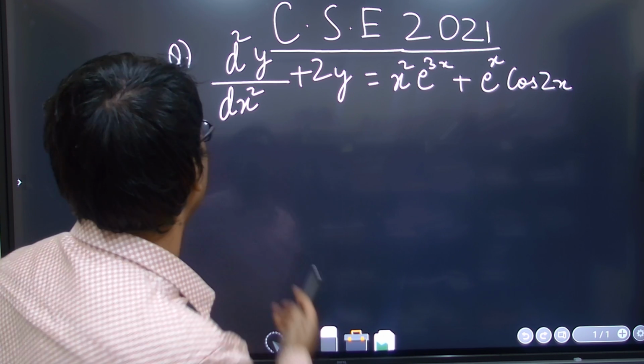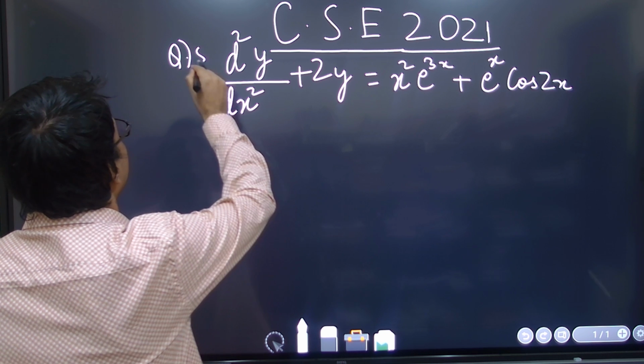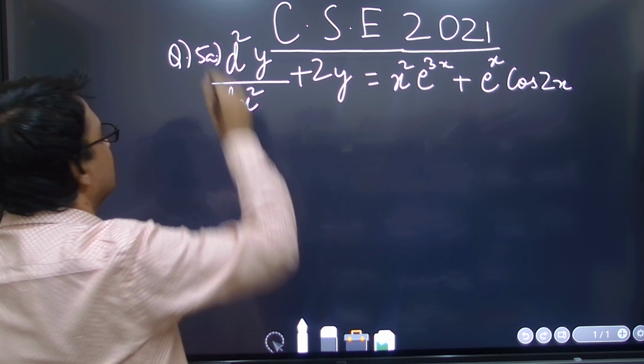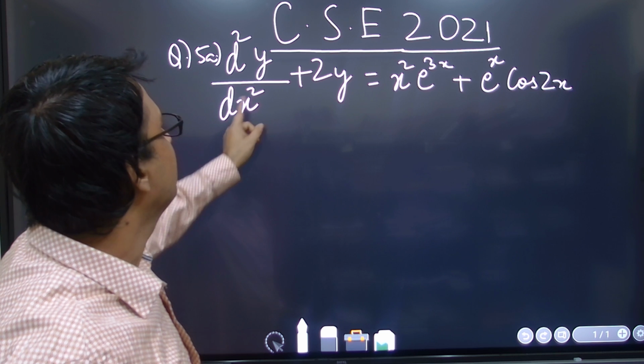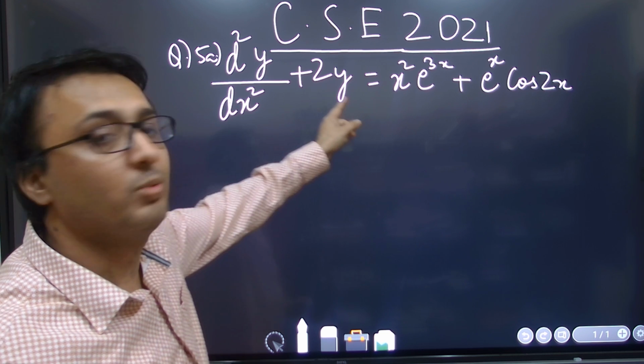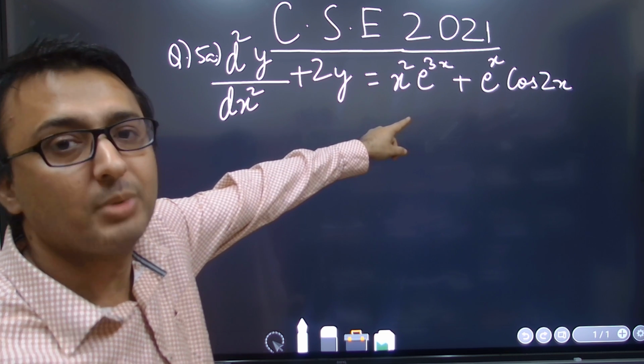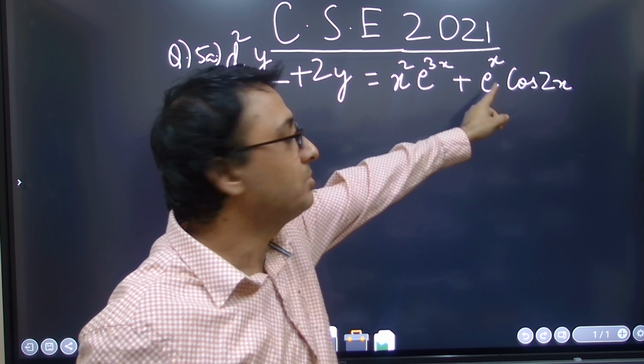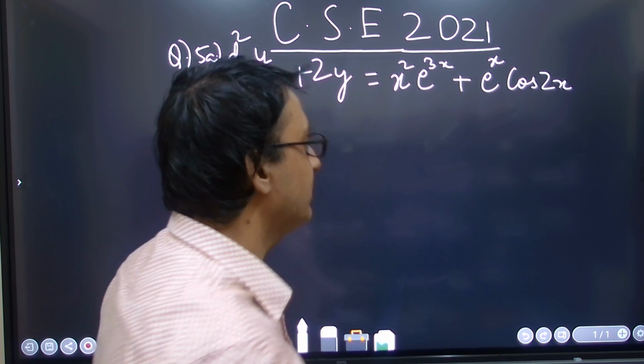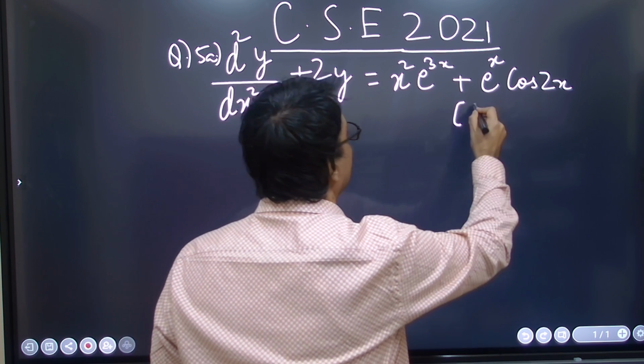So this is question number 5a, asked in Civil Services Examination. d square y by dx square plus 2y is equal to x square e to the power 3x plus e to the power x cos 2x, and this was asked for 10 marks in compulsory.